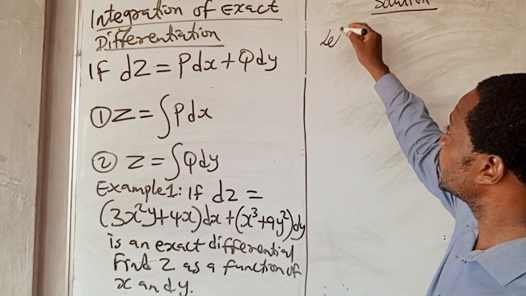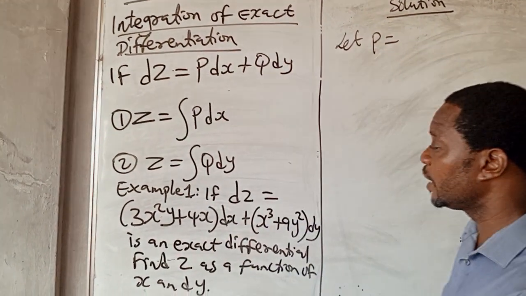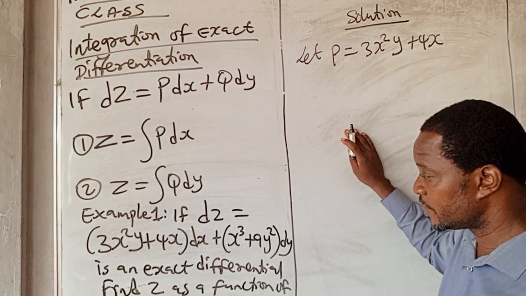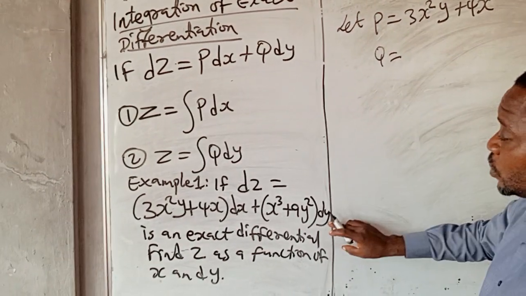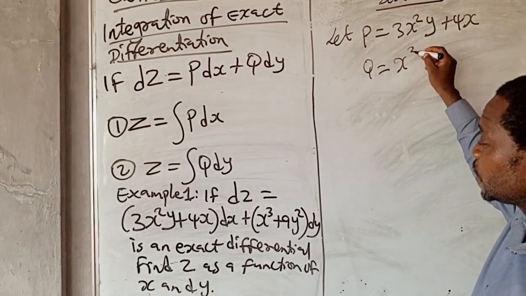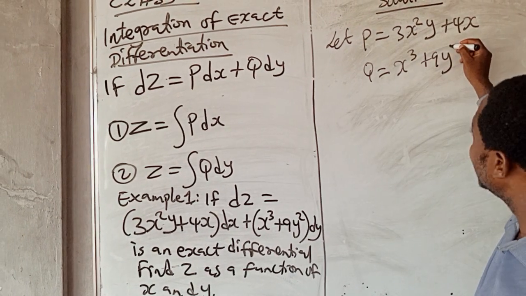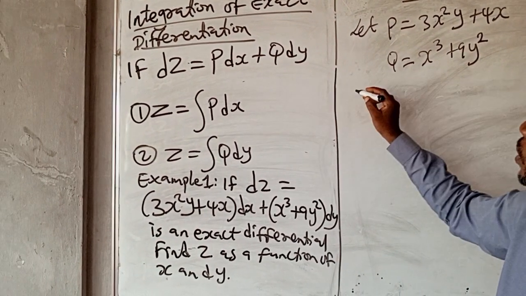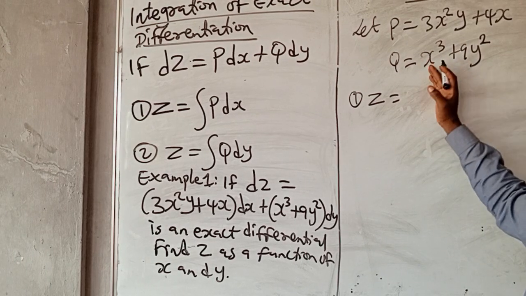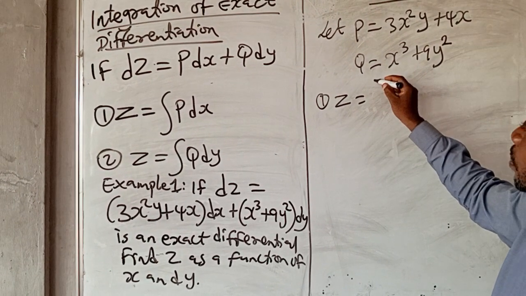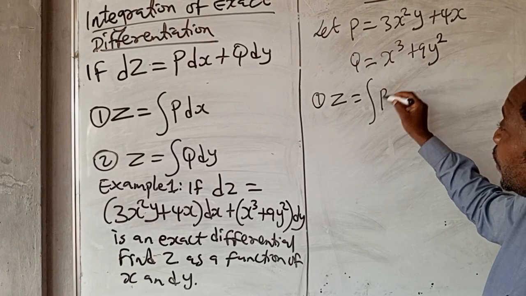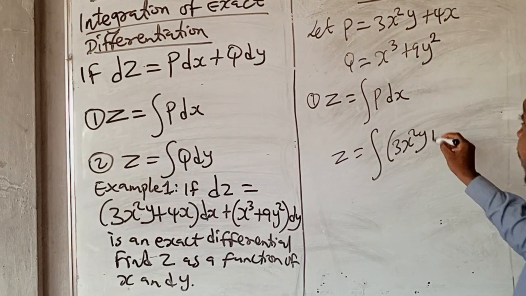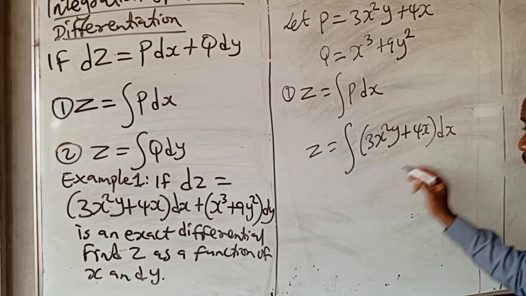We will now say let p be the coefficient of dx, which is 3x squared y plus 4x. Then let q be the coefficient of dy, which is x raised to the power 3 plus 9y raised to the power 2. Then you obey this rule. You now say number 1 that your z, because it is an exact differential equation, will be, you integrate p with respect to x, meaning that you are going to integrate 3x squared y plus 4x with respect to x.